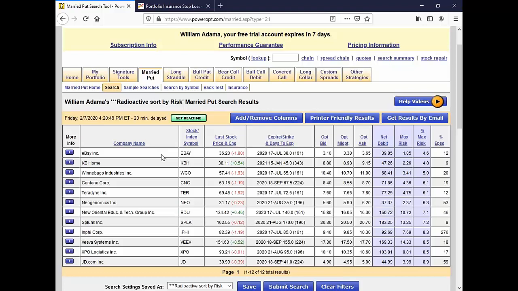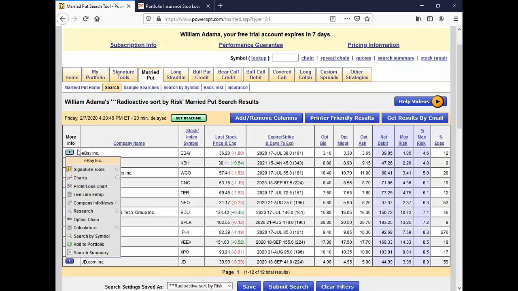Stock's at 36.20. If I was following the Radioactive Trading techniques, which I do, I'd open a July 38 put for a cost of $310. Now that would make my total cost basis about $338 at midpoint. That'd make my total cost basis about $39.85. But the risk is only $1.85, and that's Terrie's concern: how do I pay for the risk?